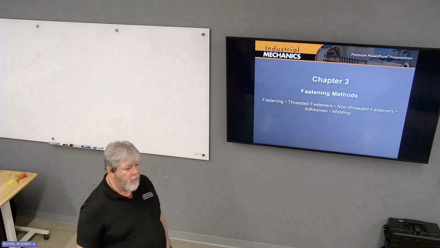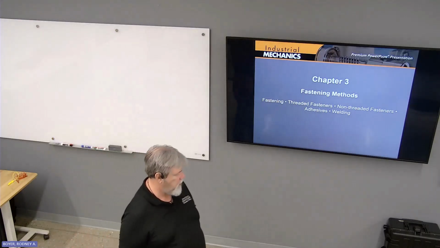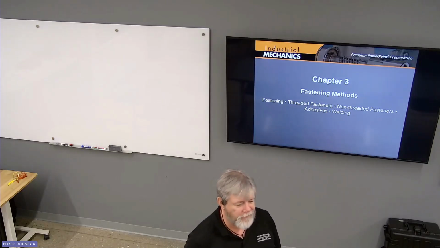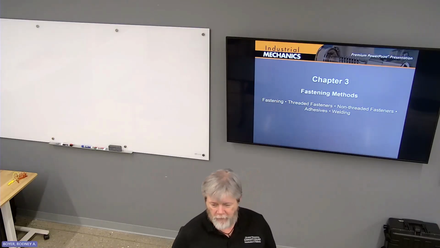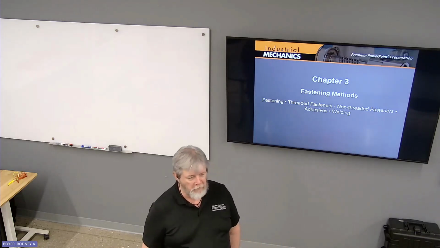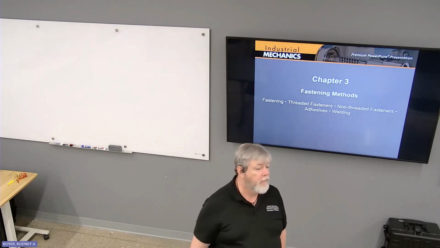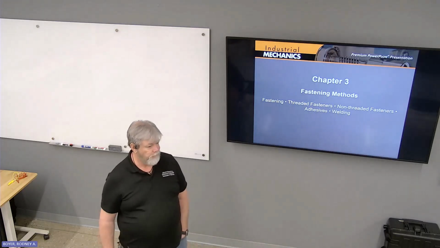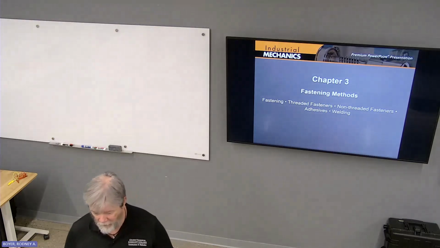Chapter 3, Fasteners, or more specifically, fastening methods. So, without looking at the slide, when you say fasteners, what do you think of? Just right off the top of your head. Screws, bolts, nuts, glue, rivets. What would you say, John? Rivets. Rivets, okay. That's what I thought, just wanted to be clear. Many different kinds of fasteners, many that a lot of people don't think about.